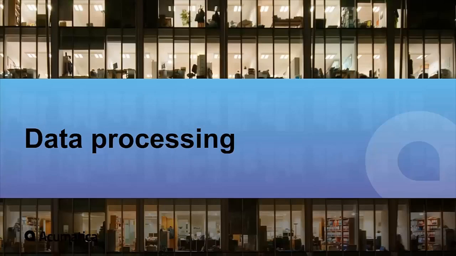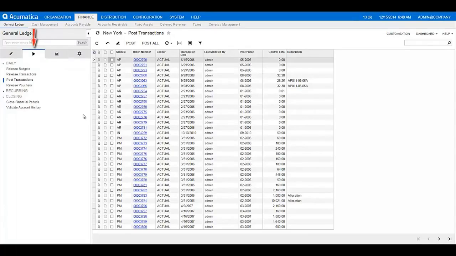Data Processing. On the Processes tab, you can see forms that you can use to perform a mass processing operation on a set of selected objects. Post Transactions is a typical processing form. The form displays batches of transactions that can be posted. Here you can select one transaction or multiple transactions by selecting a checkbox for each transaction you want to post. If you select the unnamed checkbox in the column header, all records on the current page are selected.